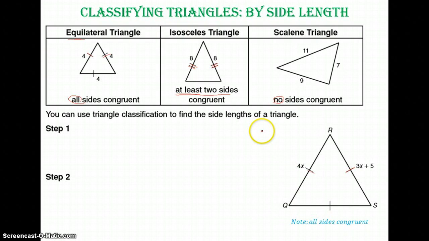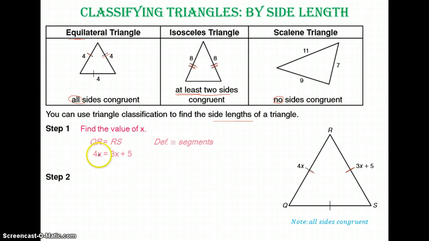So let's take a look at step 1. We want to find the value of x. So when we want to find an actual side length, remember we want to use our variable x to try to get to a side length which is a number. So you want to solve until you get a numerical side length. So we know that segment length QR equals segment length RS. And again, our tick marks indicate that. And that's the definition of congruent segments, again indicated by that tick mark.